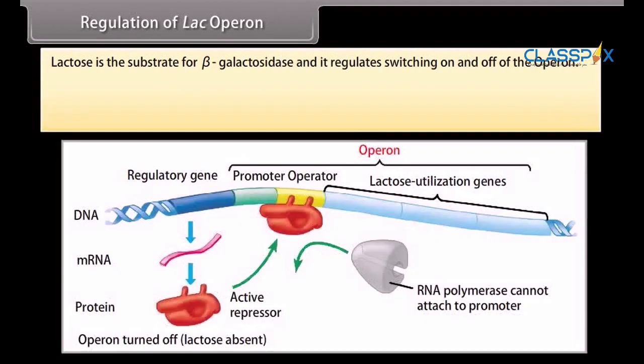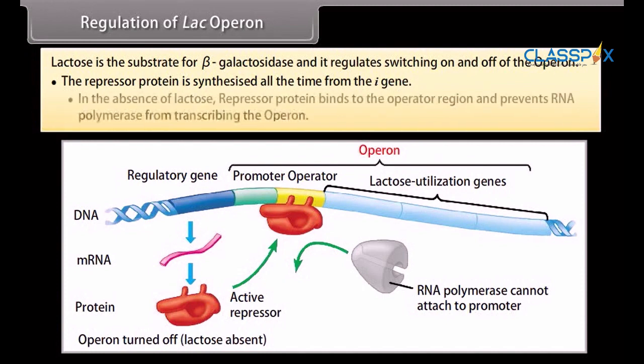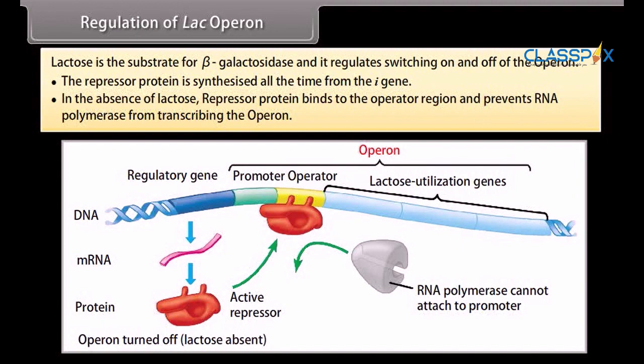Regulation of lac operon. Lactose is the substrate for beta-galactosidase and it regulates switching on and off of the operon. When lactose is absent, the repressor protein is synthesized all the time from the I gene. In the absence of lactose, repressor protein binds to the operator region and prevents RNA polymerase from transcribing the operon.